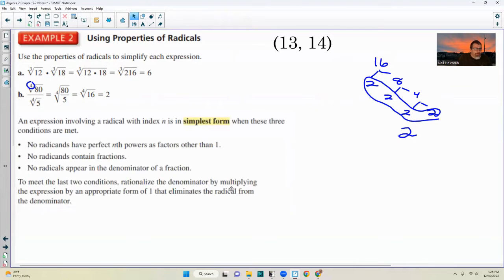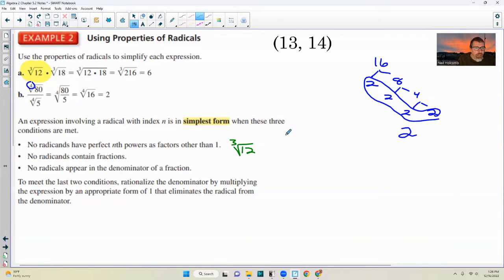So now, an expression involving a radical with index n is in simplest form when these three conditions are met. 1, no radicands have perfect nth powers as factors other than 1. 2, no radicands contain fractions. So what they mean by condition 1 is, let's use the first one as an example. This is the cubed root of 12 that I'm talking about.